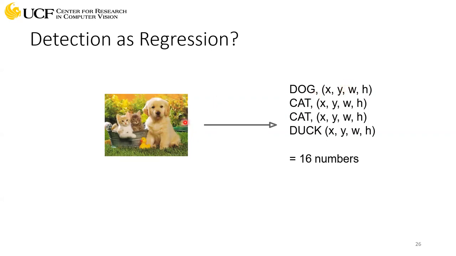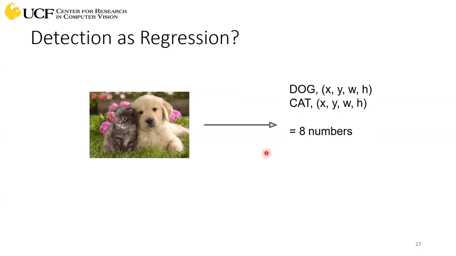So this is one way you make predictions for localization. You can have a lot of other variations as well, but this is one of the standard ways. So you will have four numbers for each of these objects: one for the dog, one for this cat, the third for this cat, and one for the duck, which means you'll have to predict 16 numbers and you can compute loss over this. Now, if you have just two objects, in this case a dog and a cat, again four numbers each, so the total is eight numbers.